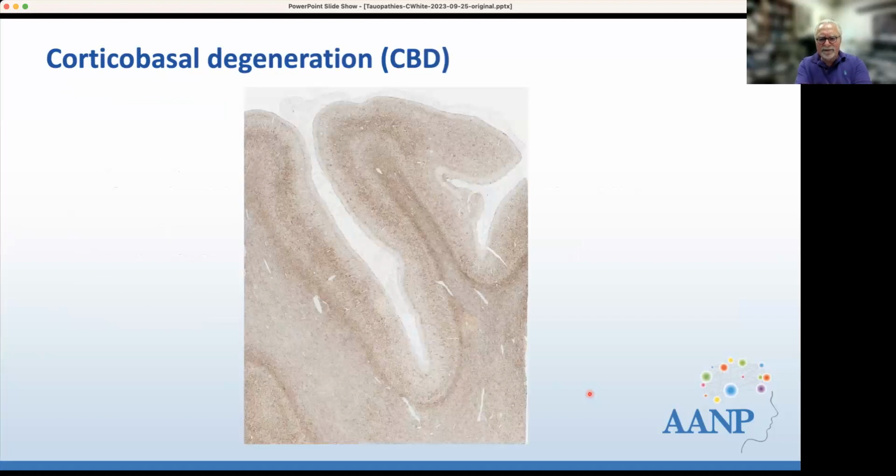This is a rather representative example of a low-power view of a case of cortical basal degeneration. These cases have typically tremendous deposits of tau throughout the gray and white matter, such that in many instances it's difficult to tell where the gray matter ends and the white matter begins.